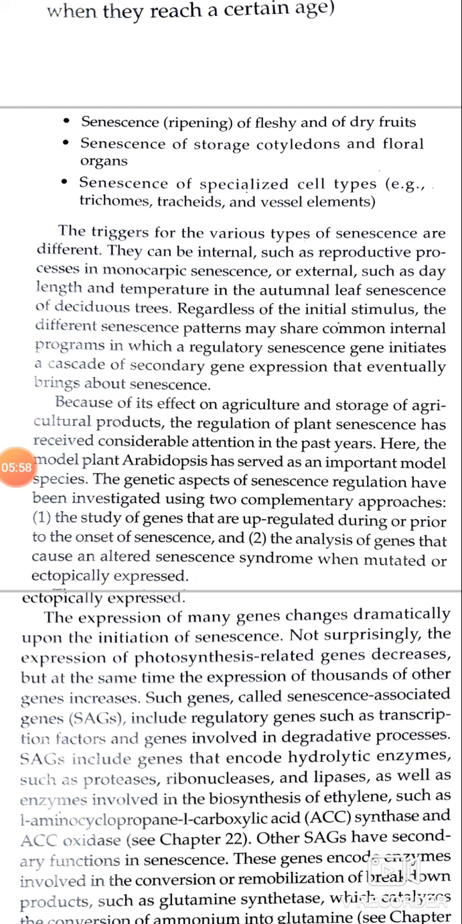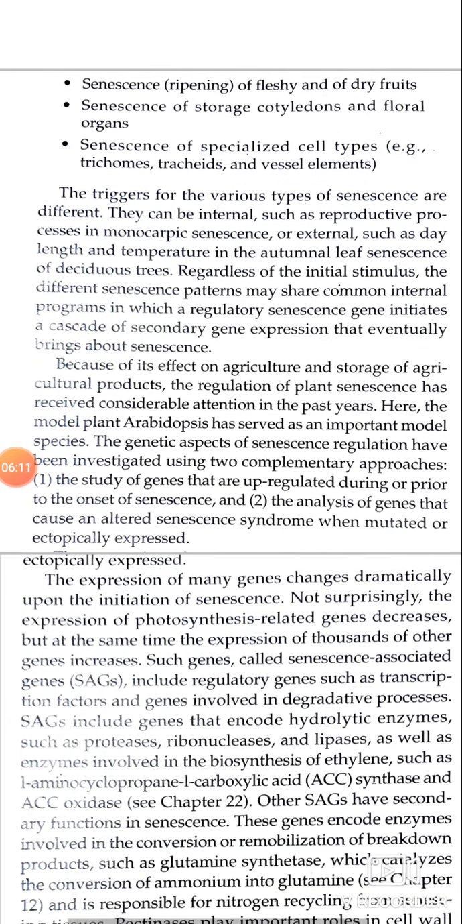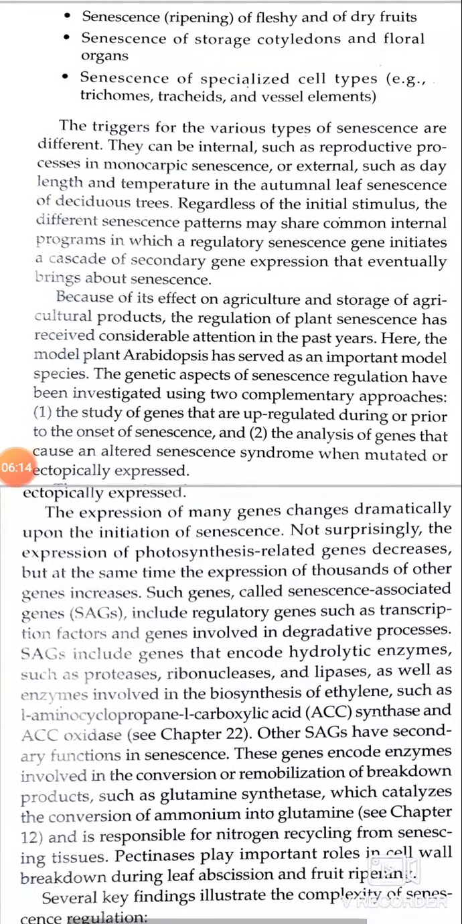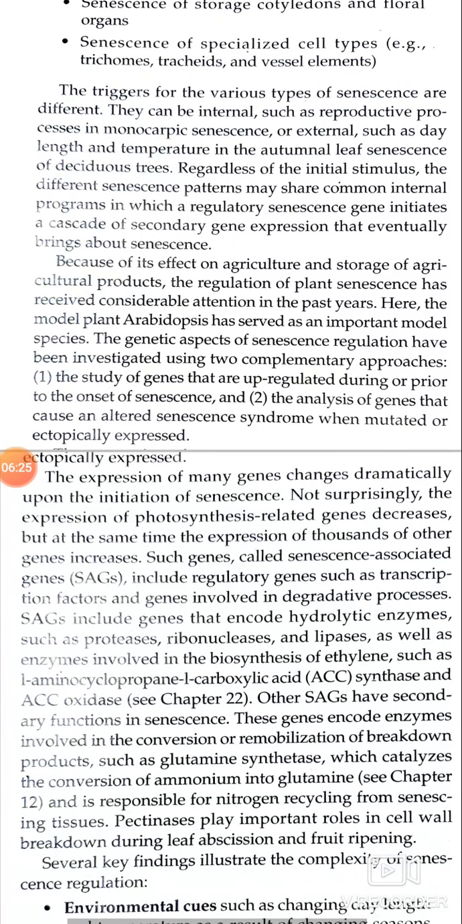Other SAGs have secondary functions in senescence. These genes encode enzymes involved in the conversion or remobilization of breakdown products, such as glutamine synthetase, which catalyzes the conversion of ammonium into glutamine. Pectins play important roles in cell wall breakdown during leaf abscission and fruit ripening. Several key findings illustrate the complexity of senescence regulation.